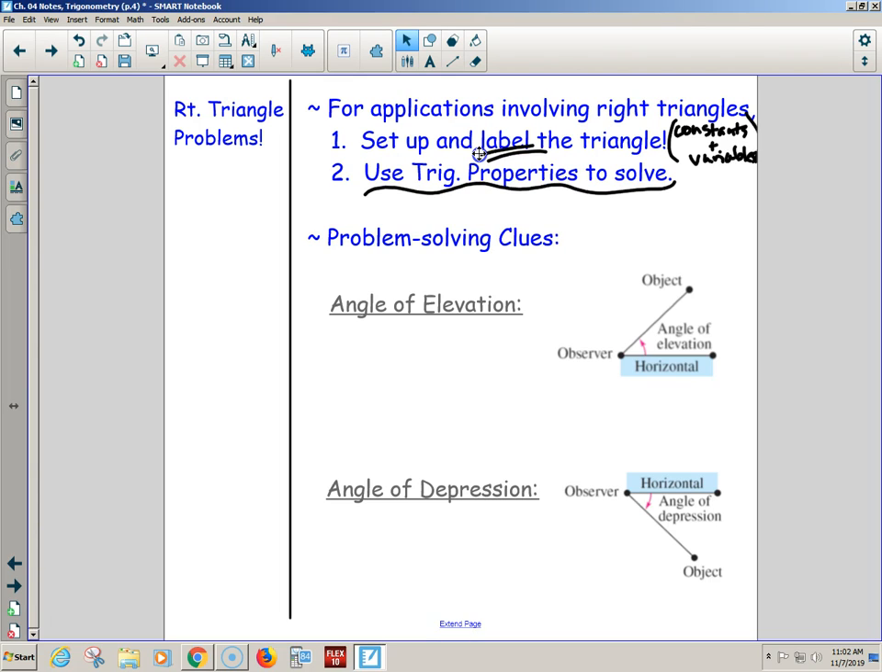Angle of elevation. If you're talking about flying in a plane, they talk about your elevation, right? What does that mean? How high you are. From the ground, right? From sea level. So, angle of elevation, can we just say from the ground, the angle that's going up? Okay, that's easy.